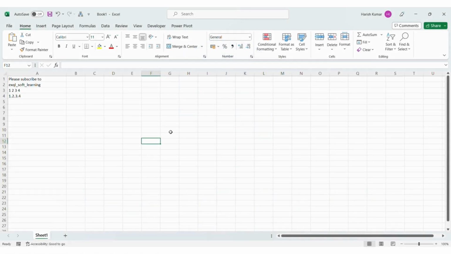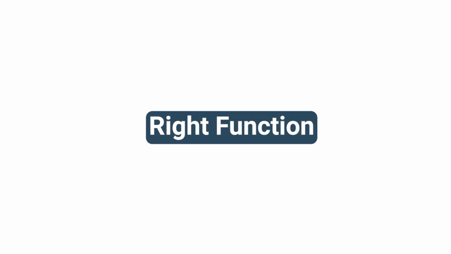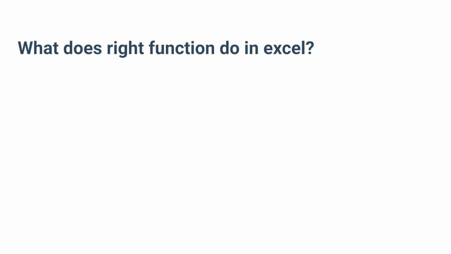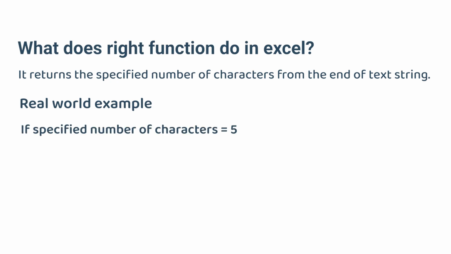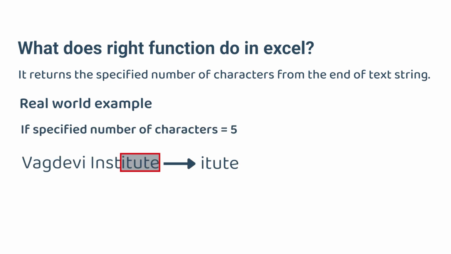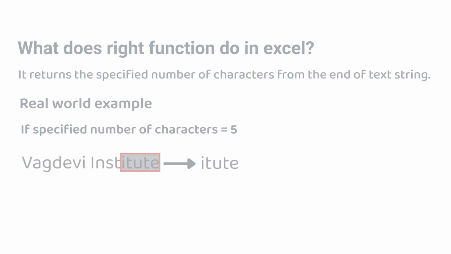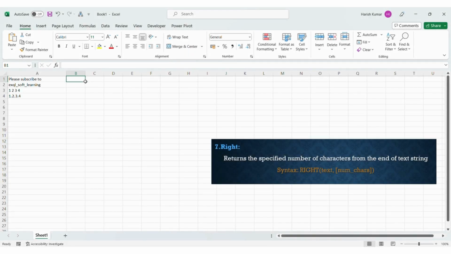In the last video, I explained how we can use the LEFT function in Microsoft Excel. In this video, I'm going to show you how the RIGHT function works in Microsoft Excel. What does the RIGHT function do in Excel? It returns the specified number of characters from the end of a text string. It means it will give a specified number of characters from the right side of your text string, the characters which you specified. Let's write a RIGHT function here.